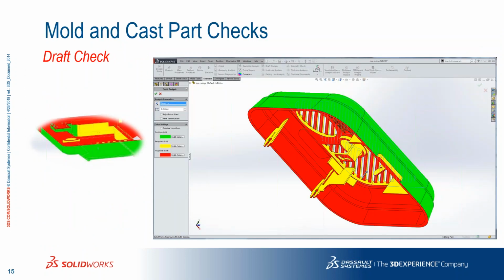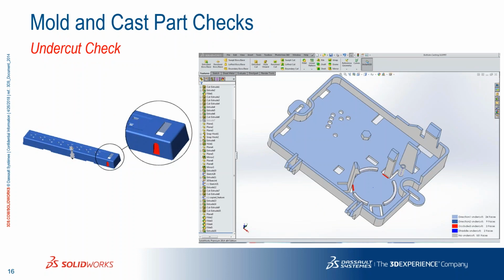Another thing, if you're having molded or casted parts or designs, is to do a draft check. Now, if you are a plastic designer or have a casting, you need to understand the draft angles and where you have draft angles and where you have not, or maybe where you need some draft angles. And also to do an undercut check.